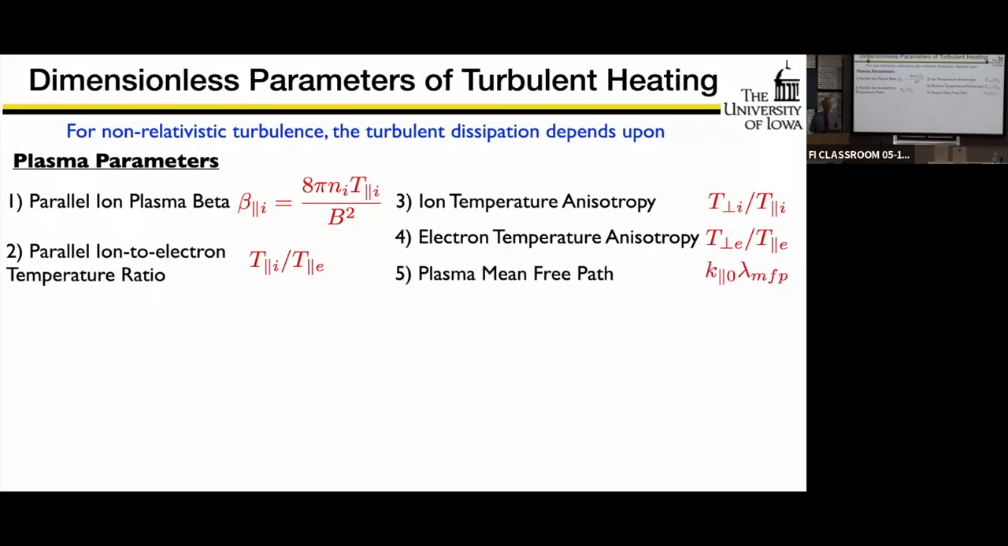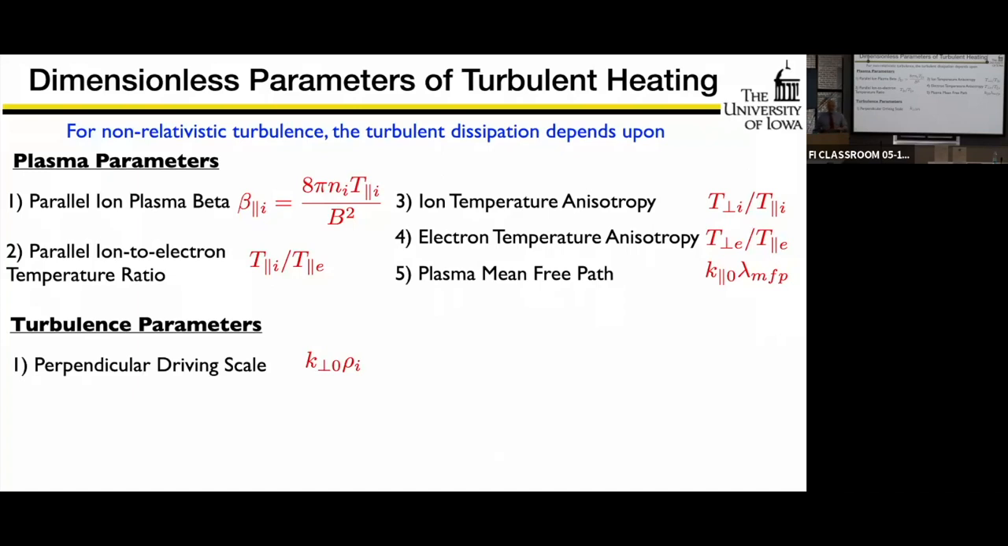And then finally, there is a dimensionless measure of the plasma mean free path. How far do the particles go before they scatter compared to the length scale of the turbulence at the driving scale? So there are 5 plasma parameters that matter that will tell you a lot about what the different dominant dissipation mechanisms may be. That's just the plasma parameters. There are also turbulence parameters that depend on what the actual fluctuations are. So there's a measure of the driving scale. And here again, I've been very precise to define the perpendicular scale of that driving of the turbulence. So the naught subscript means the driving scale.